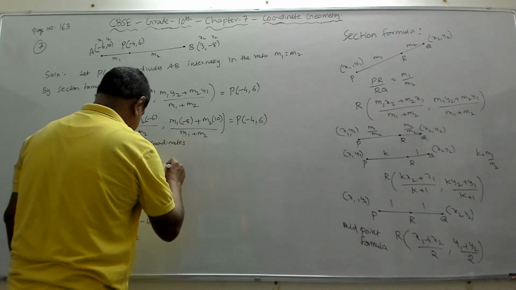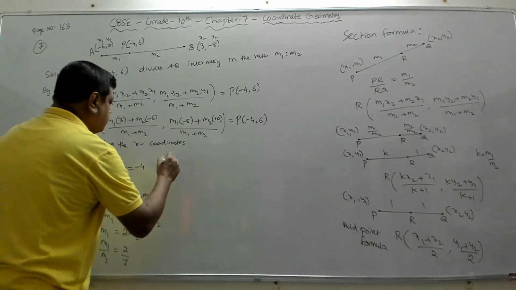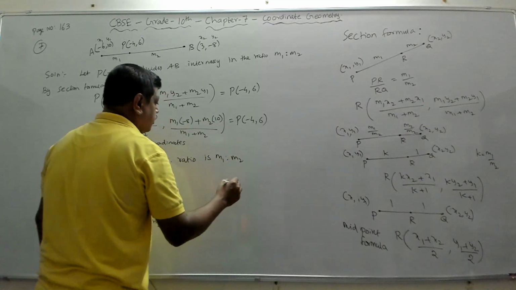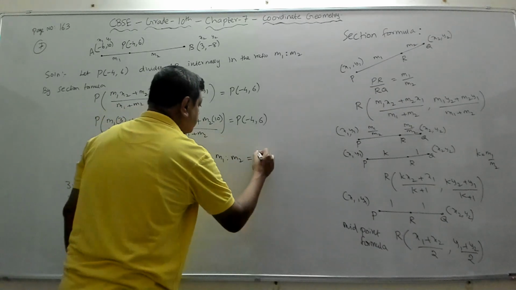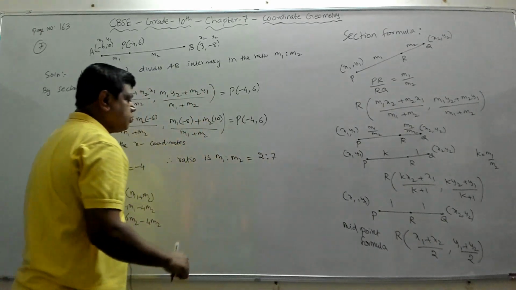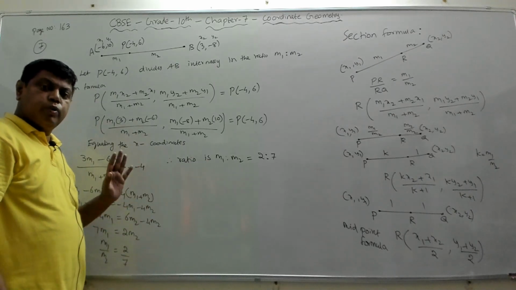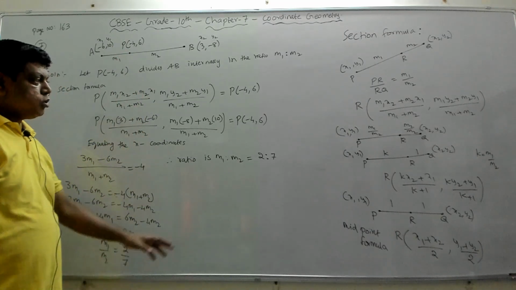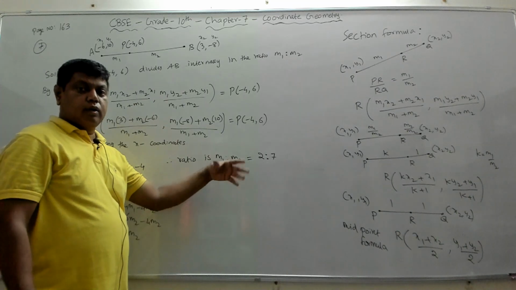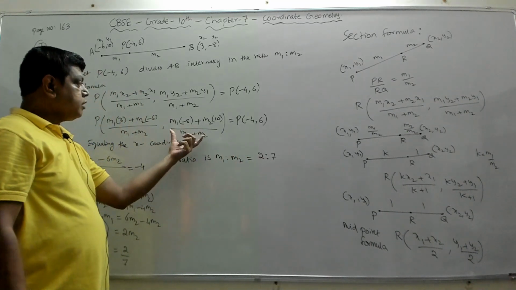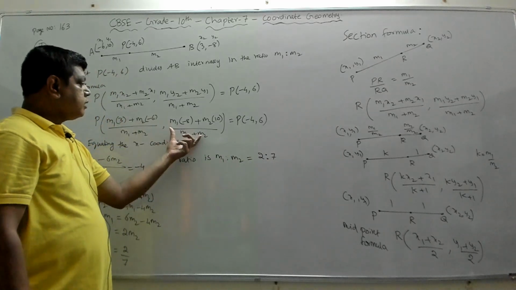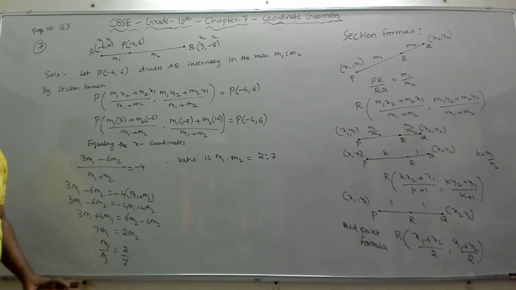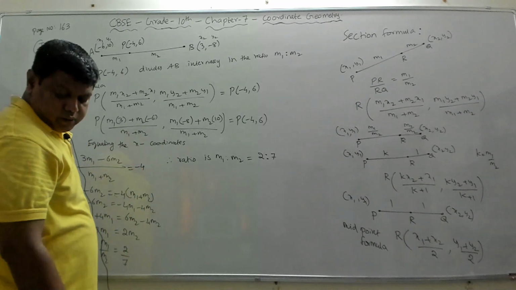Therefore the ratio m1 is to m2 is equal to 2 is to 7. What is the ratio in which it divides? We have found the ratio. The ratio is 2 is to 7, in which this P divides AB internally. We will also make sure that it is correct by substituting these values in this equation. When we substitute m1 and m2 as 2 and 7 in this equation, we should get 6. That way we will be sure that our answer is right.